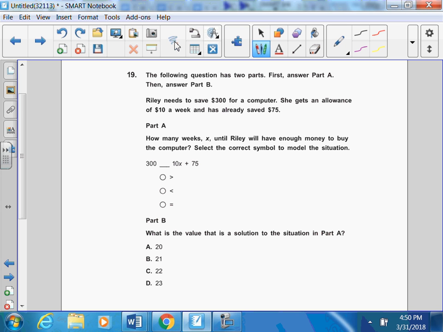Well, what we're going to do is, let's just say it equals 300. Let's solve for x to determine what x is going to be. So that means we would subtract 75 on each side. We get 225 equals 10x. Do you follow with that? Then we divide by 10, and x is going to equal 22.5.